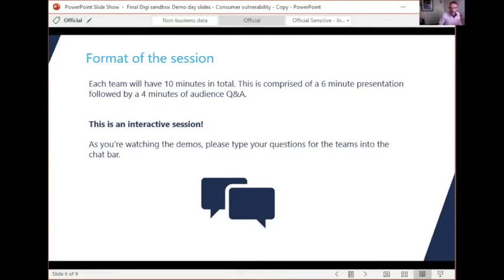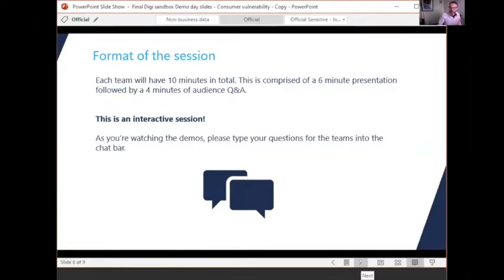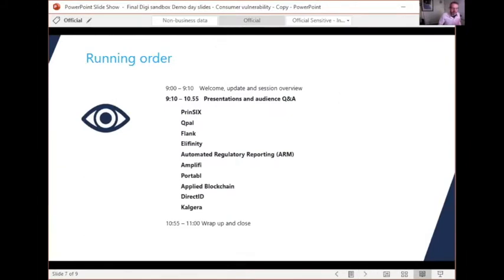We're going to run 10 demos back to back, which is going to be quite an ordeal for everyone, so make yourself comfortable, and I hope you enjoy and get to engage with the developments and the solutions that the teams have pulled together. So we're going to make a start without further ado, and I believe the first up is an entity by the name of PrinSIX. Over to you, please. Thank you.